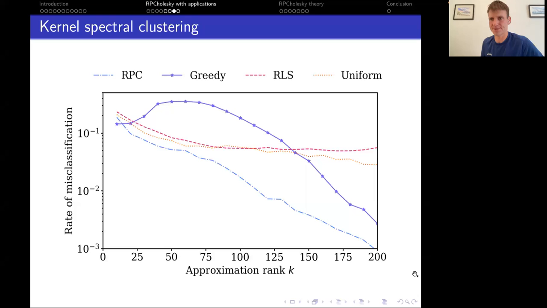Here's a plot that shows error, the rate of misclassification. So that's like the fraction of cluster assignments you get wrong as a function of the approximation rank. Remember, it's a 250,000 by 250,000 matrix. And if you're using this rocket-propelled Cholesky, you're already starting to get well lower than 1% misclassifications with just k equals 150. And this is because of the underlying rapid decay of eigenvalues. That's what enables this mathematically.